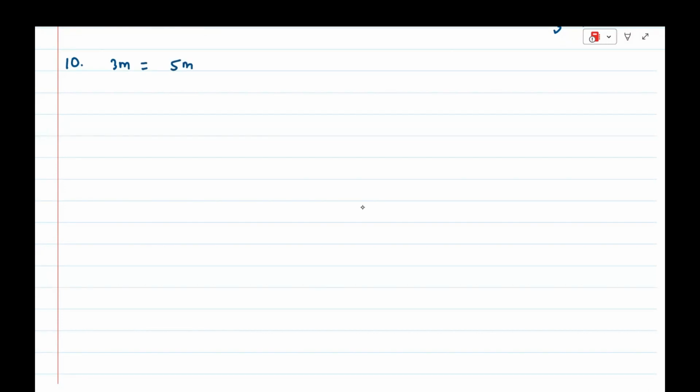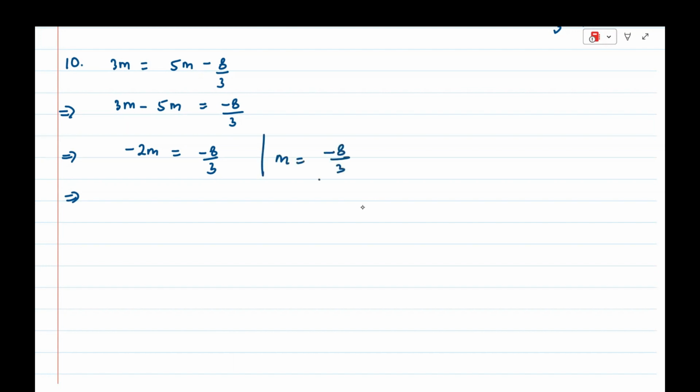So 10th is the last question of the exercise. The question is 3m equals 5m minus 8 by 3. First of all, separating the variable, 3m minus 5m is minus 8 by 3. Minus 2m will give you minus 8 by 3. Here, the right-hand side number is already in fraction. If I take minus 2 in division, it will become m is equal to minus 8 by 3 upon minus 2, which is more complex.